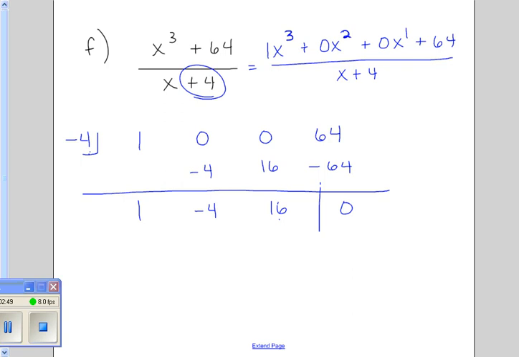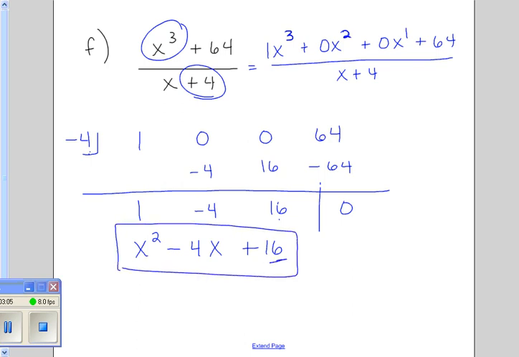Okay, my highest exponent was x cubed. That means my answer will be 1x squared minus 4x plus 16. It should always work out that your last number here does not have a variable attached to it. So then that would be your remainder.